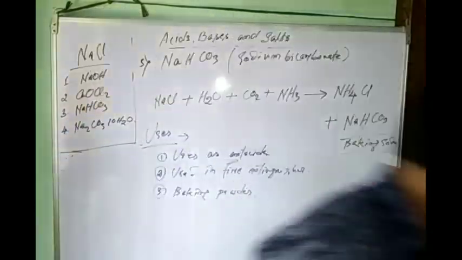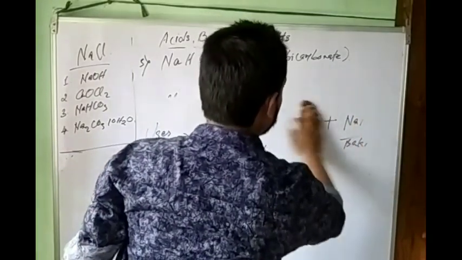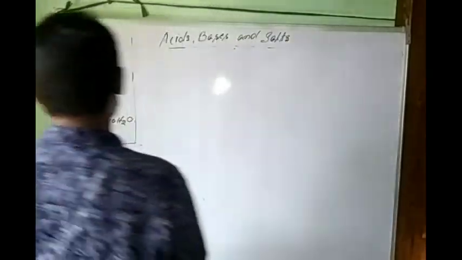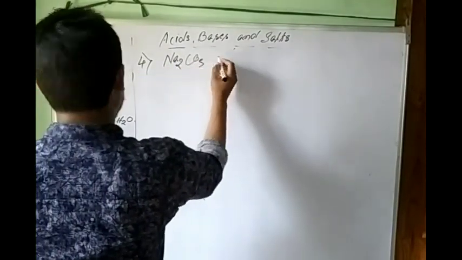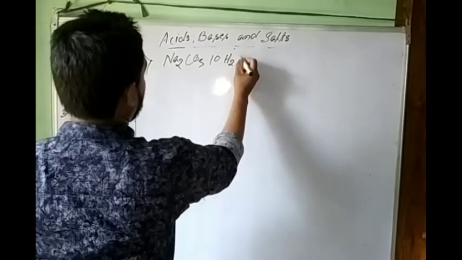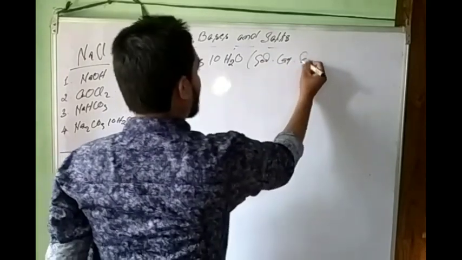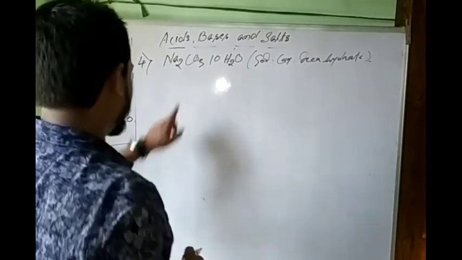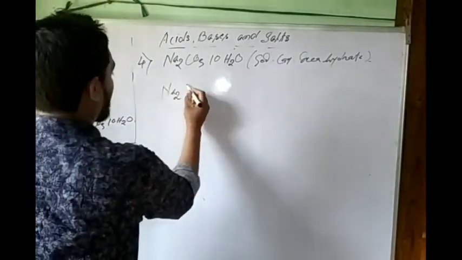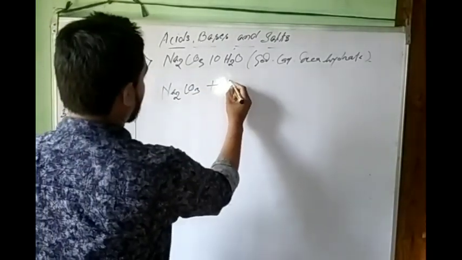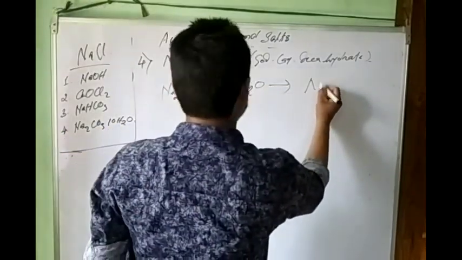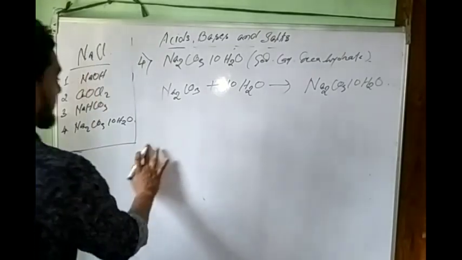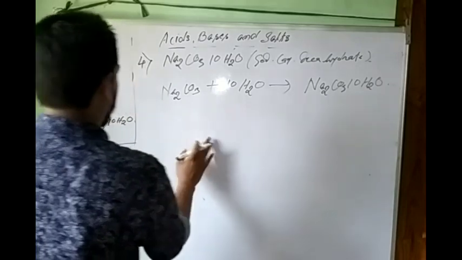Okay, now the last one is sodium carbonate decahydrate. This is the chemical name and the commercial name is washing soda. This can be simply prepared by recrystallization of sodium carbonate. That means if you add water to sodium carbonate, it will form the crystals of washing soda. So this is a very easy technique to prepare sodium carbonate decahydrate or washing soda.